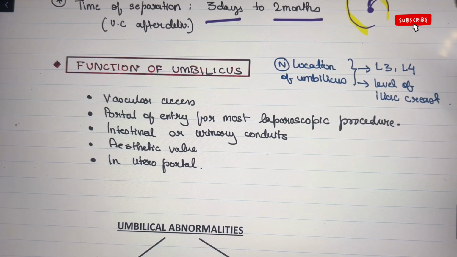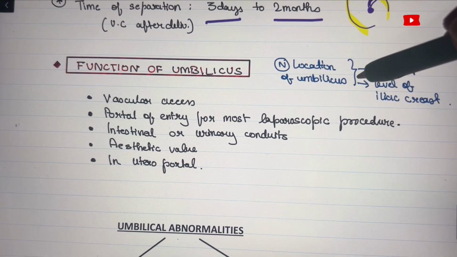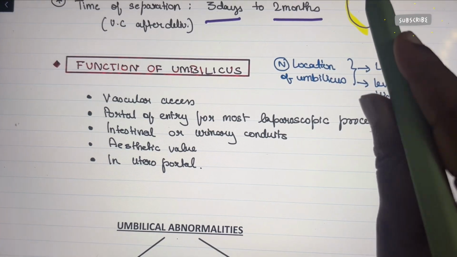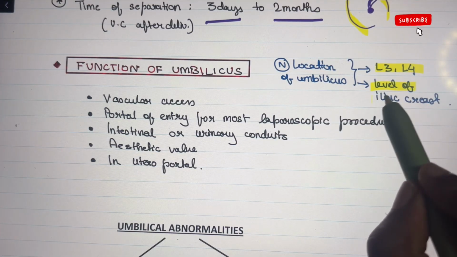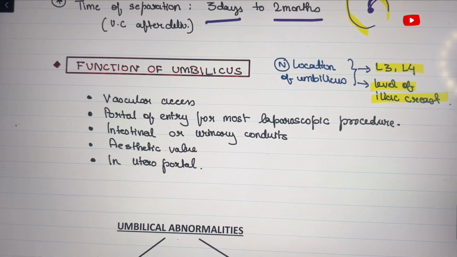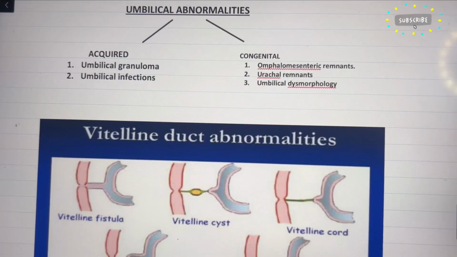And it is in utero portal, because during gestation the umbilicus is related to the portal vein. Fine. The normal location of the umbilicus is at the L3 and L4 vertebral level, at the level of the iliac crest. Remember this also.